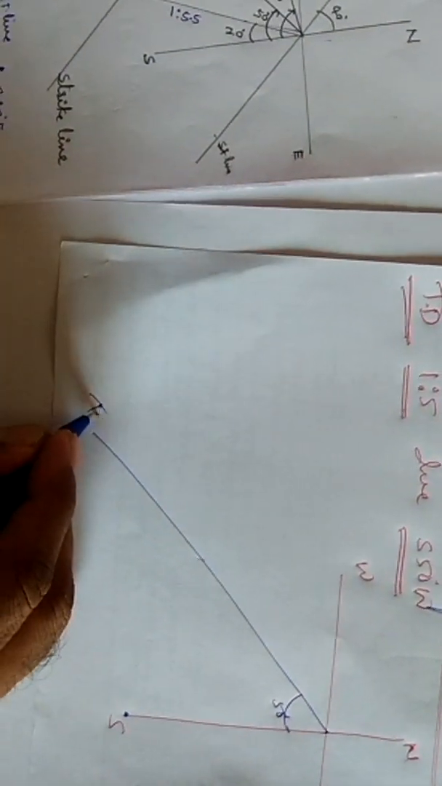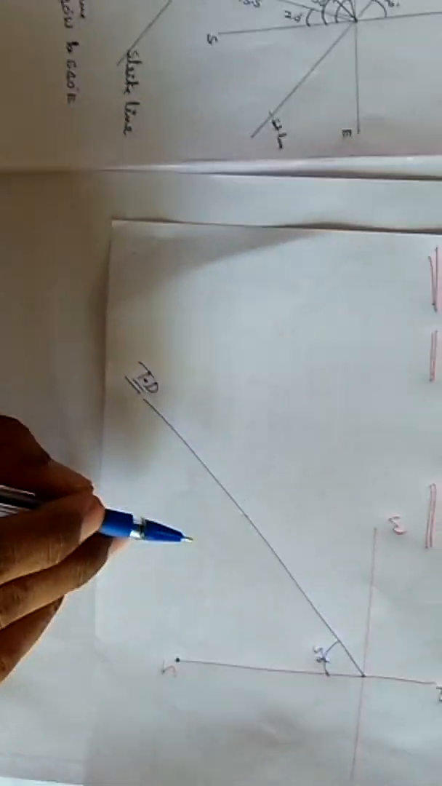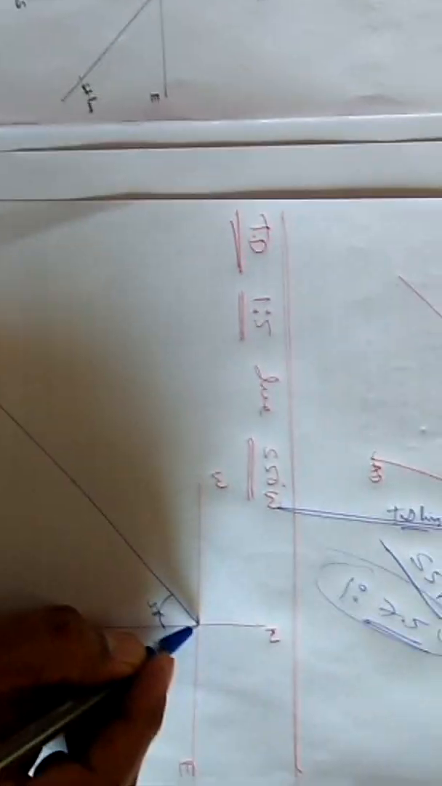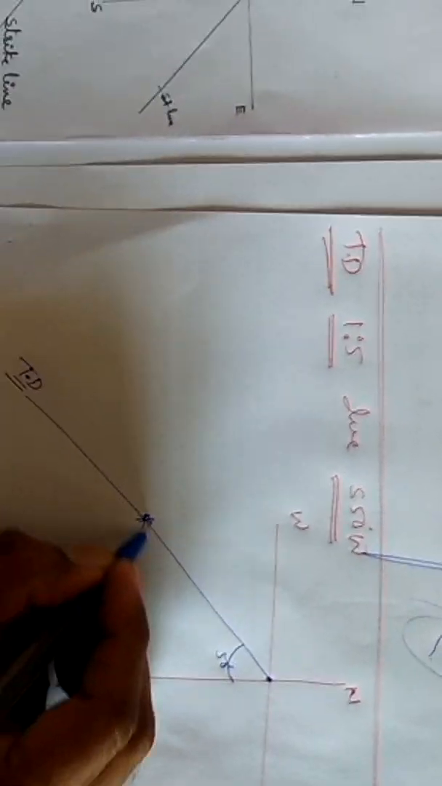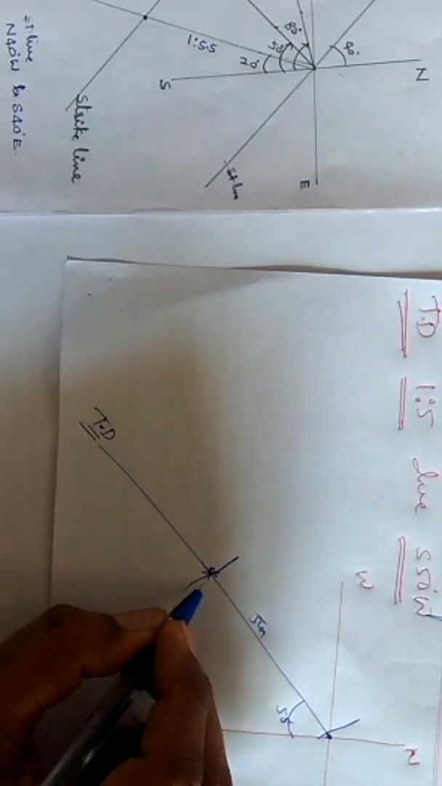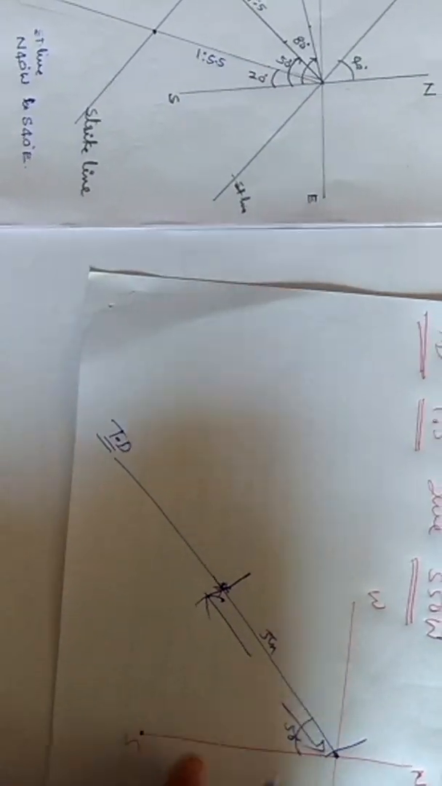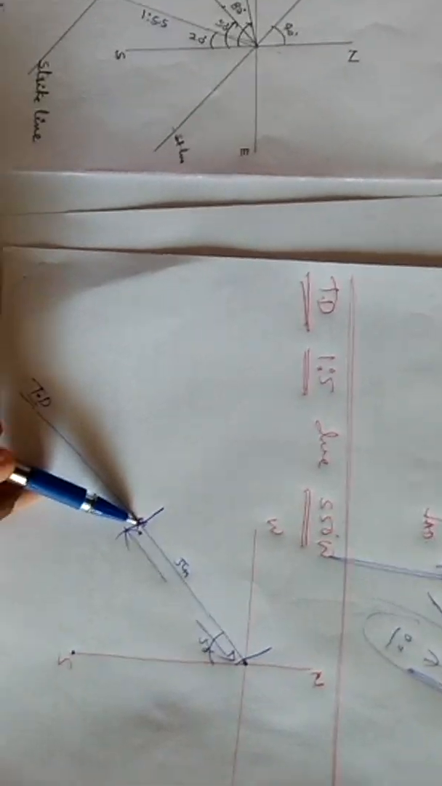So this is the true dip. And the amount is also given. Somewhere it is 5 centimeter. You take 5 centimeter from this center. Somewhere here I may get the point. It is 5 centimeter from this point to this point. Okay. So you have to mark a point here.